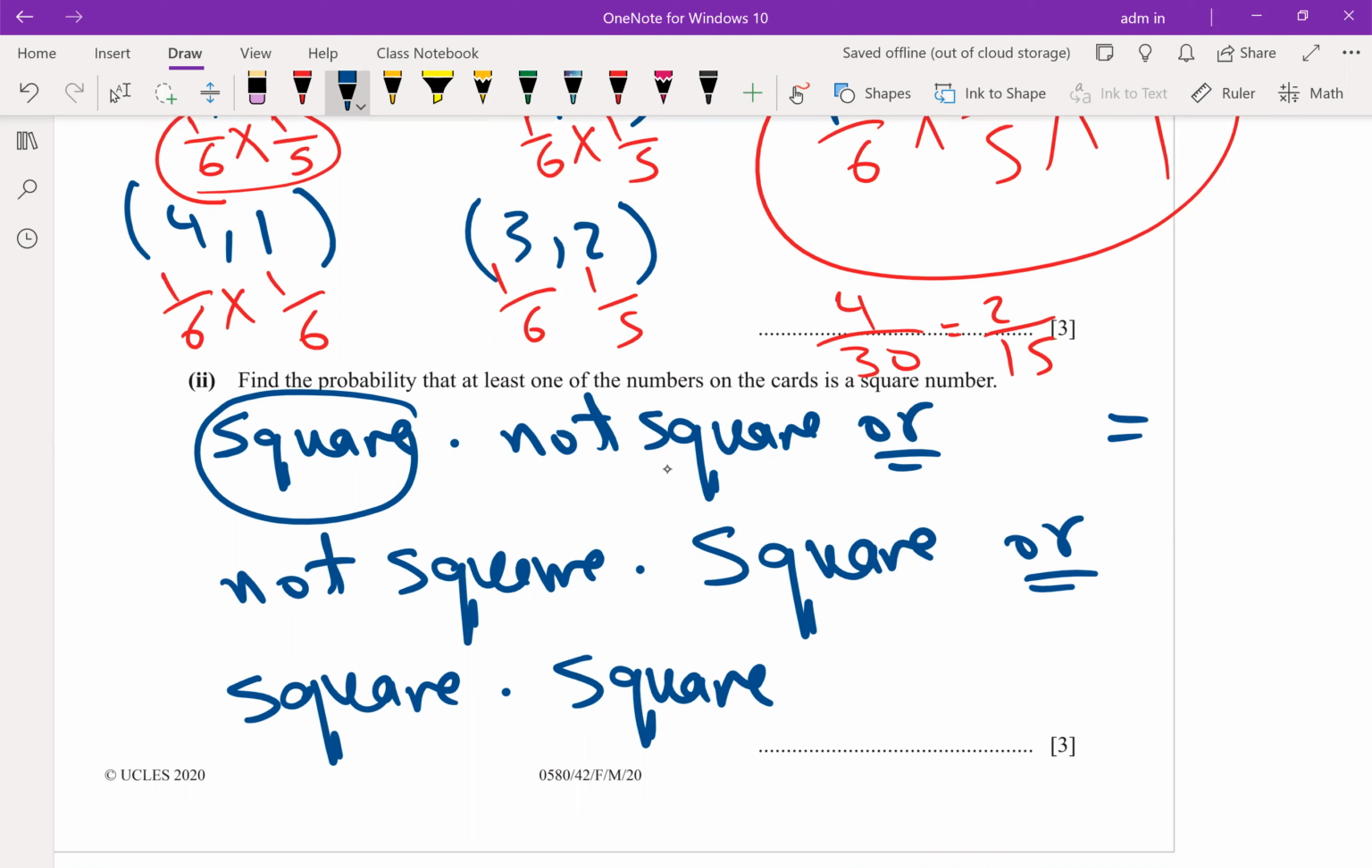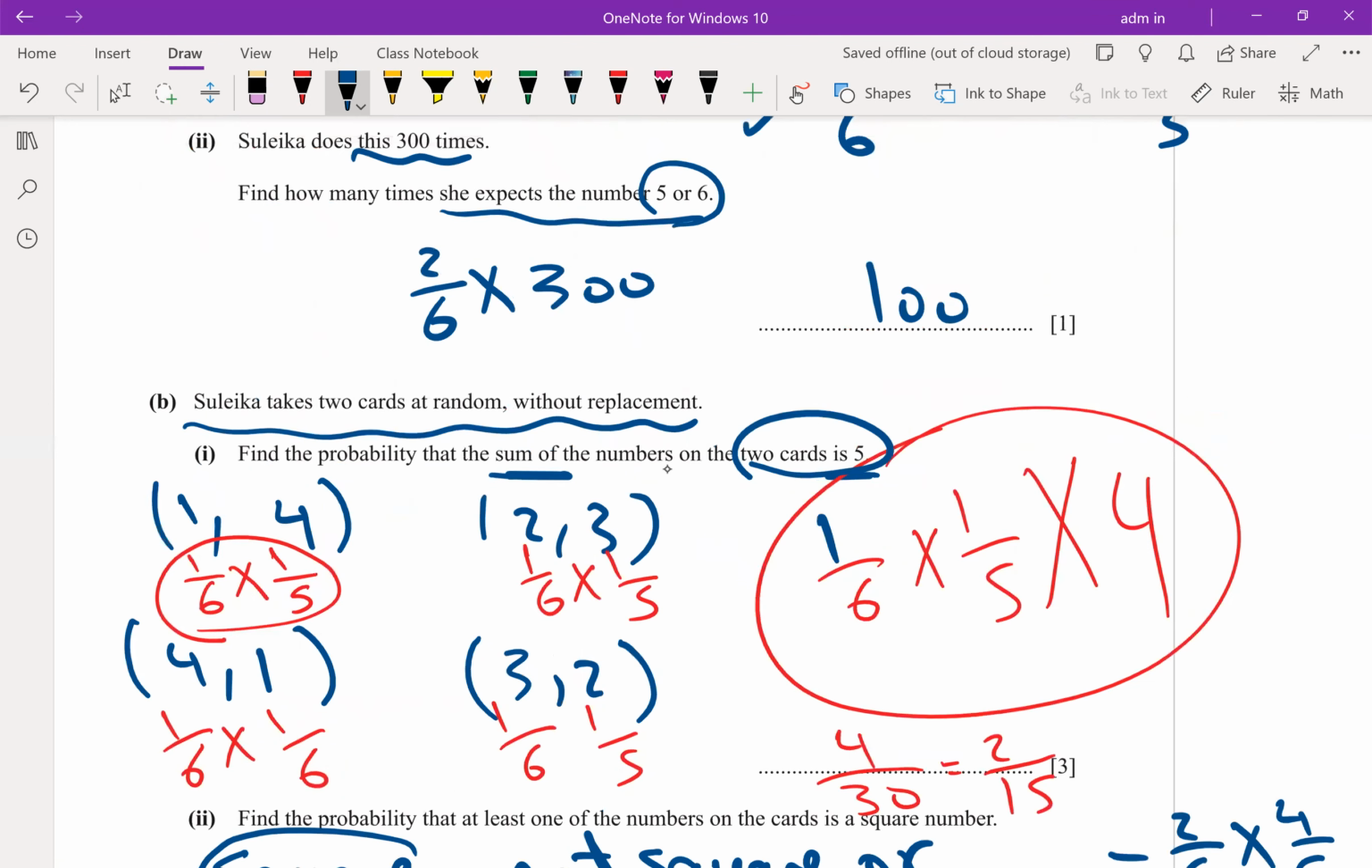1 and 4. It's 2 out of 6 times not a square. Not a square. Perfect. 4 over 5, because there are 2 squares and 4 not. But it's without replacement. See part B? It's part B, part 1 and 2. So 2 is related with part B. So it's in part B without replacement. Don't forget to reduce 1 from the denominator.